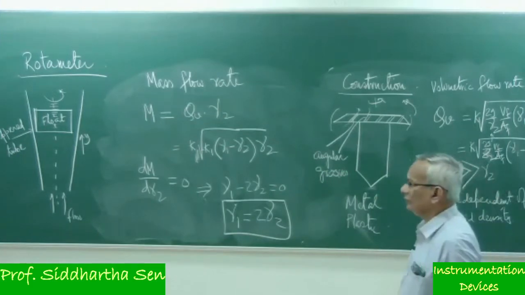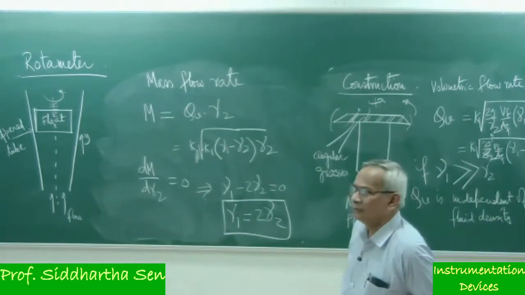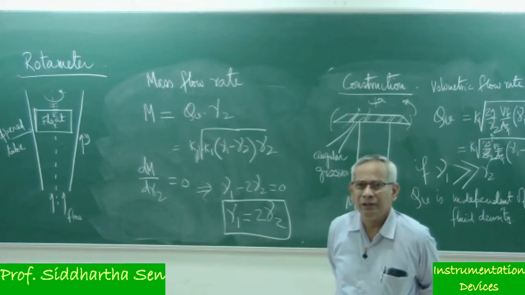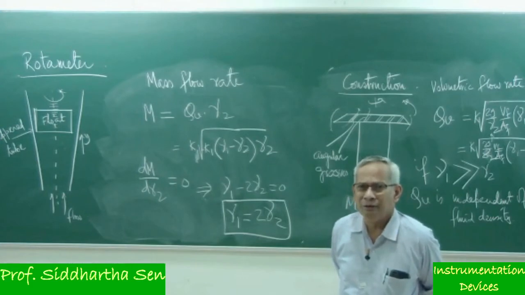Hello, sir. Yes. So when gamma 1 is very large compared to gamma 2, then how is QV independent of gamma 2?